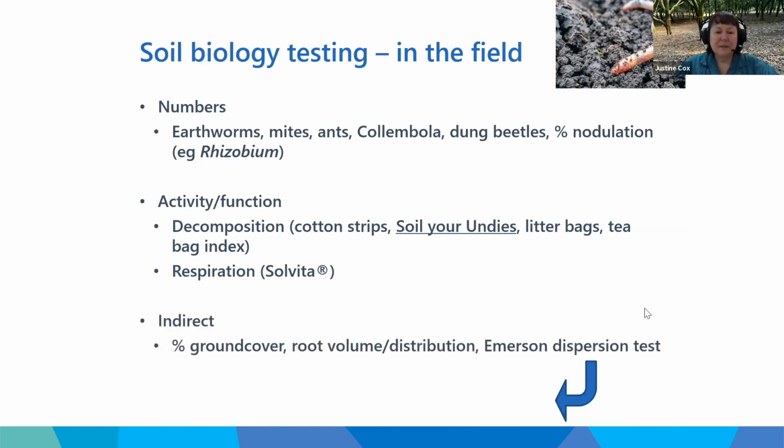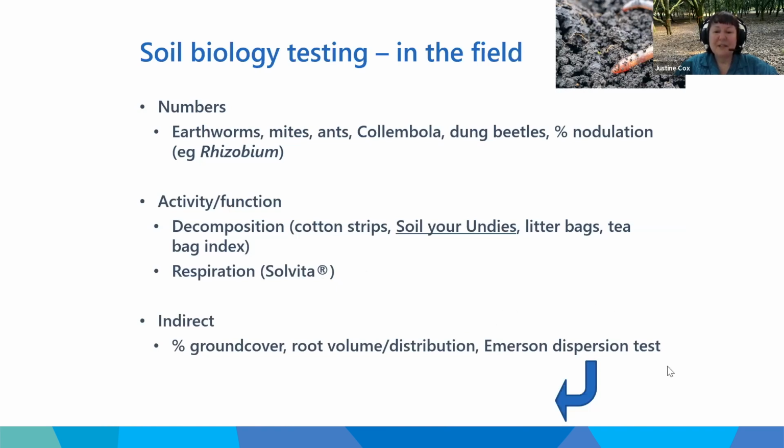Indirectly, we can look at the percent ground cover, because that will have an indirect component to the soil biology. We can have a look at root volume and distribution. That's a bit tricky. You need to get a really big spade if you've got a big plant.